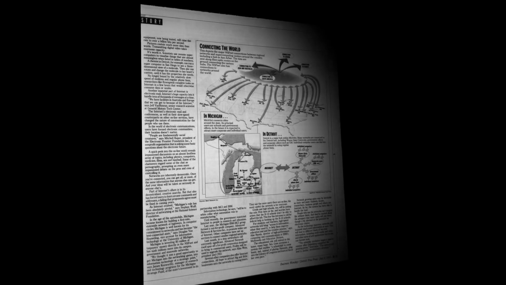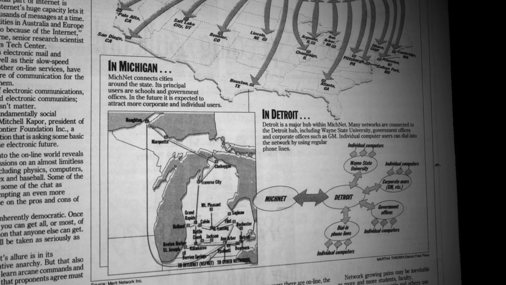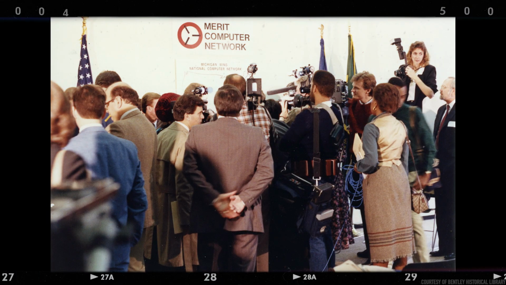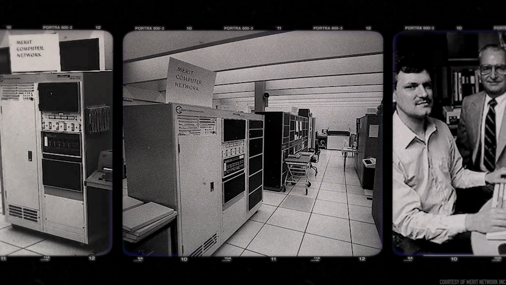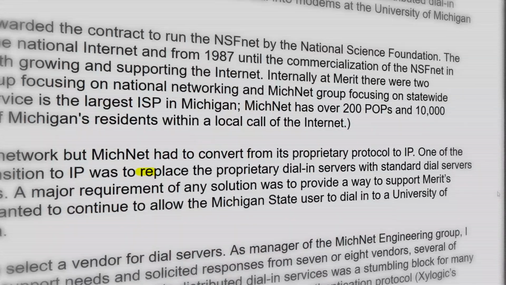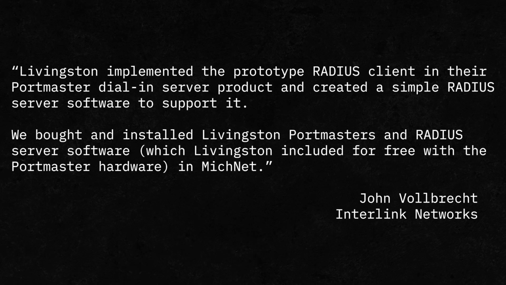Livingston's new RADIUS protocol would have one of its first implementations at Mishnet. Mishnet was a regional network and ISP in Michigan that was connected to the wider NSFNet. It was operated by nonprofit Merit Network Incorporated, and in the late 1980s, they needed to convert Mishnet from a proprietary network protocol to IP and transition to standard commercially available terminal server equipment. They awarded a contract to Livingston for Portmaster hardware, as well as their newly developed RADIUS server.